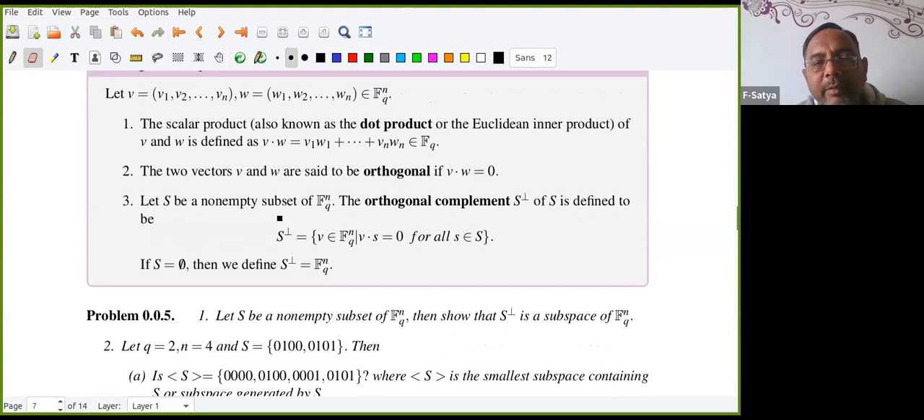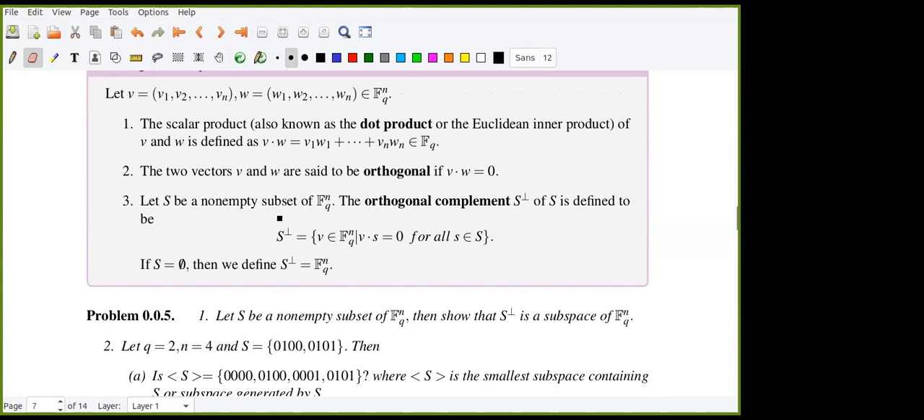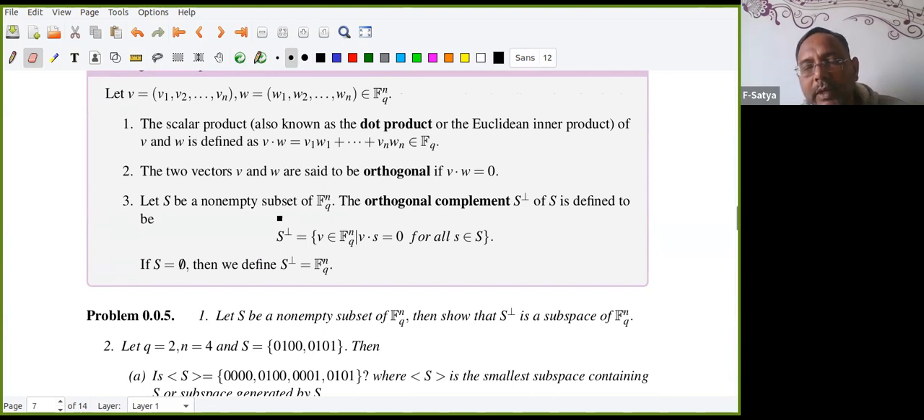Somebody can help me: this S perp is a vector space, a subspace. I hope all of you are able to prove that. I'll give a few seconds. Can you try it? So you already know that F_q to the power n is a vector space. To show something is a subspace, what do we need to ask? We need to ask three questions. W is a subspace of vector space V. The first question is whether it is non-empty, but generally non-empty is replaced with: does the 0 vector belong to it or not? Because a subspace has to contain the 0 vector.